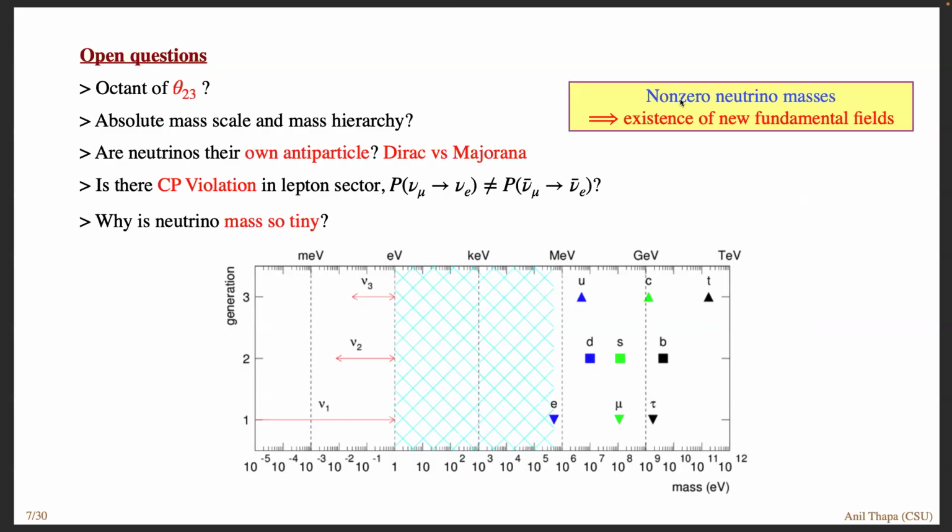Also, of course, from a theoretical point of view, why is neutrino mass so tiny? You can see from this that the neutrino mass is at least 6 or 7 orders of magnitude smaller than the electron mass, and we're trying to understand why. Also, as I told you, non-zero neutrino mass necessarily means the existence of new fundamental fields. So we have to understand what these new fundamental fields are: whether they're scalars or fermions, what the spins of these particles are, and so on and so forth. These are the open questions, some of which I'll try to address in my talk.